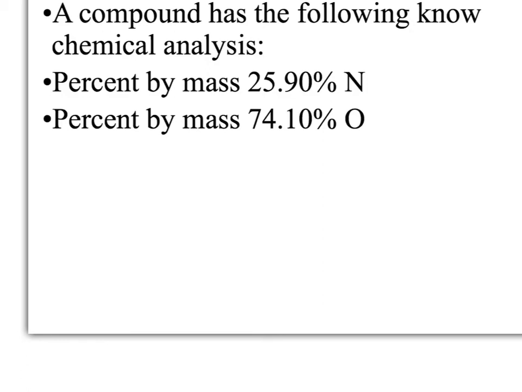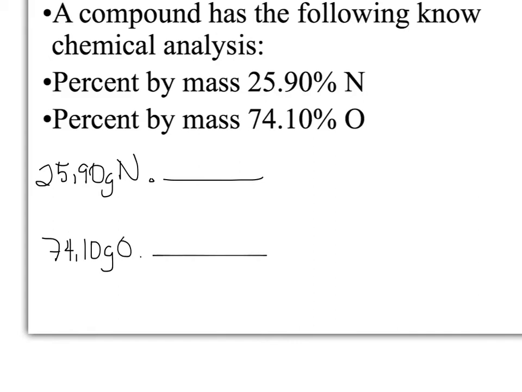This time we have percent right here. So what do we do? Well, basically we just turn this to grams, right? So we're just gonna change it to grams. 25.90 grams of nitrogen, and then we have 74.10 grams of oxygen. Now we go from grams to moles.